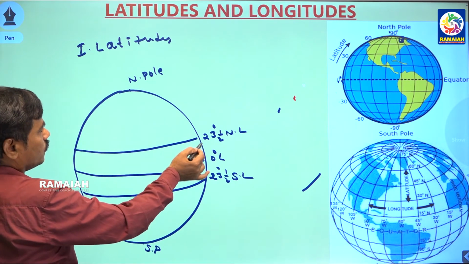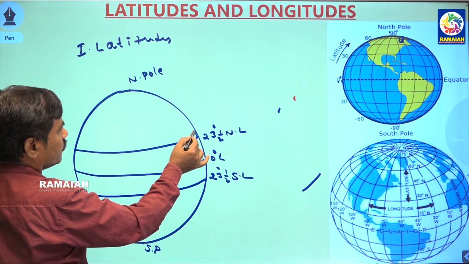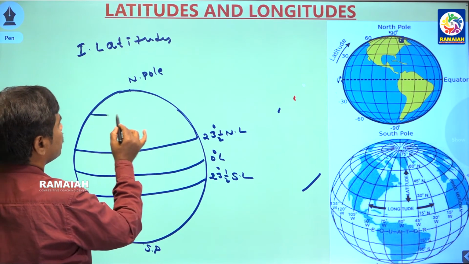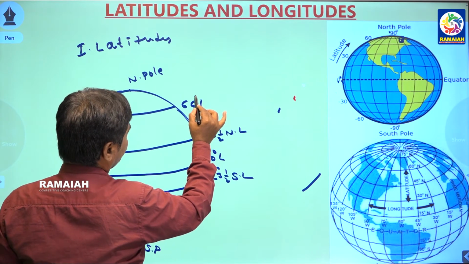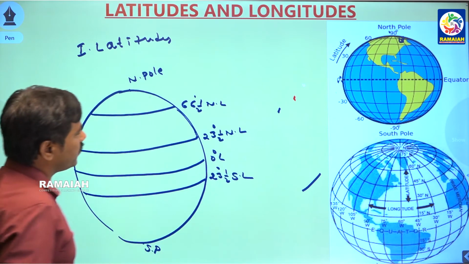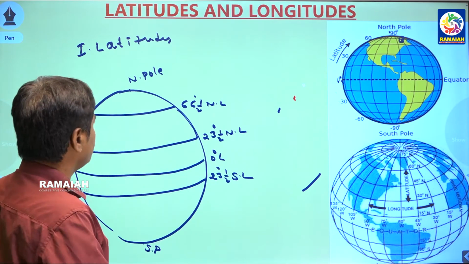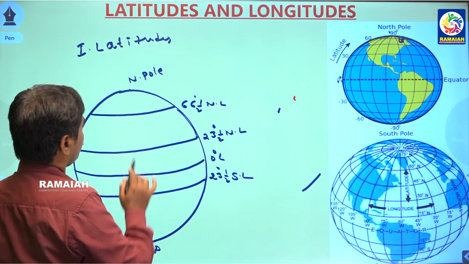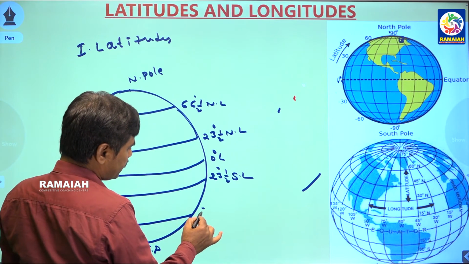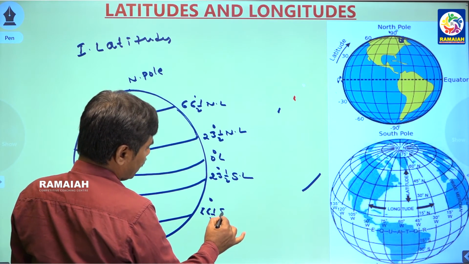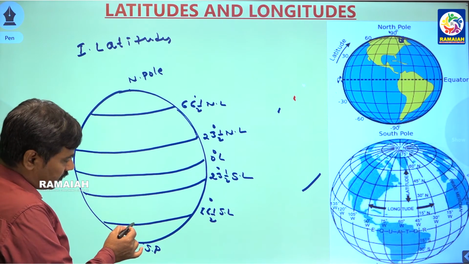Going further towards the North Pole and South Pole, from 23½ up to 66½, you can see this is the 66½ degree north latitude. This is called the Arctic Circle. One more, this is the 66½ degree south latitude, which is called the Antarctic Circle.